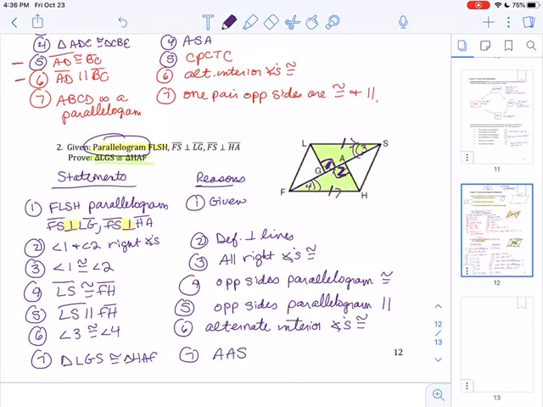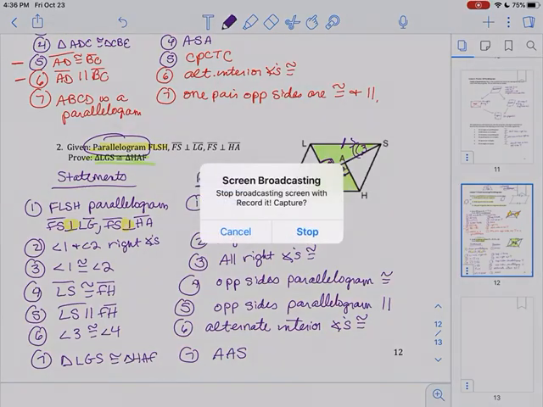All right, so two types of proofs. The first one, I had to prove it was a parallelogram, and the second one, I knew it was a parallelogram, so I used the properties.